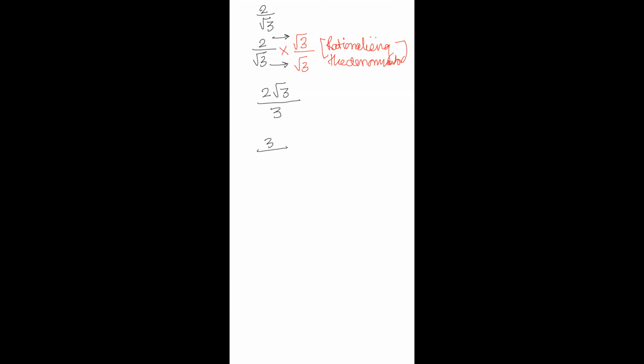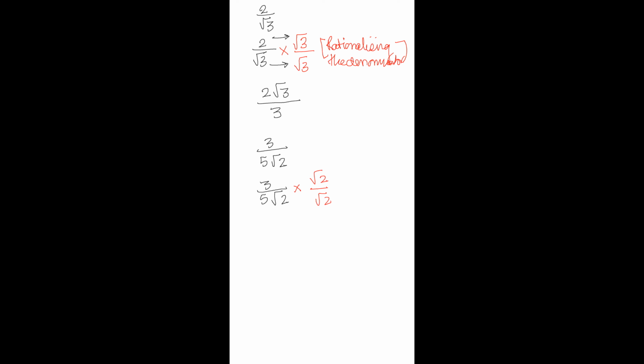3 upon 5 root 2. So we are going to rationalize the denominator. In the denominator, only the root 2 part is an irrational number. So we are not going to multiply the numerator and denominator with the entire 5 root 2. We are only going to multiply the numerator and denominator with its irrational part, that is, multiplied by root 2 upon root 2.